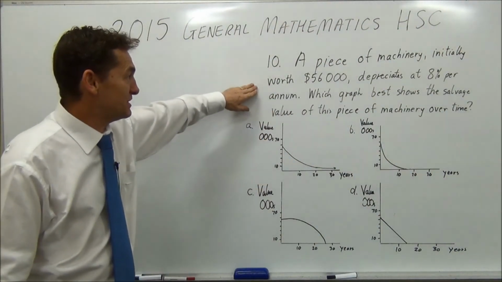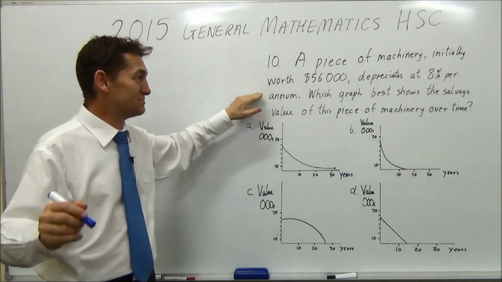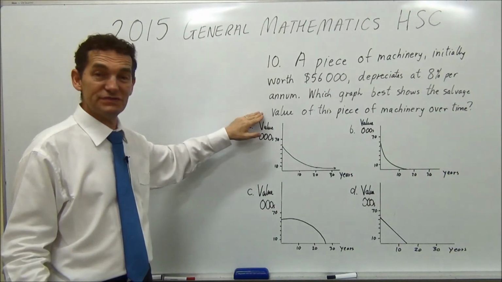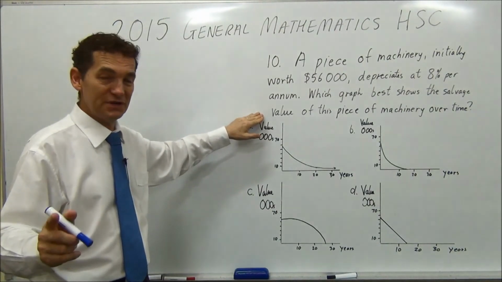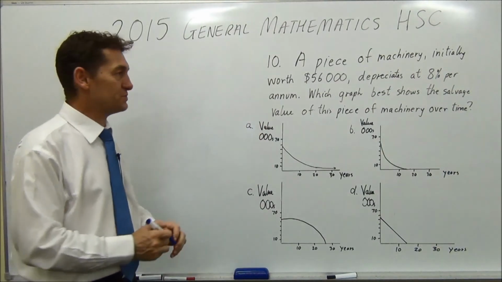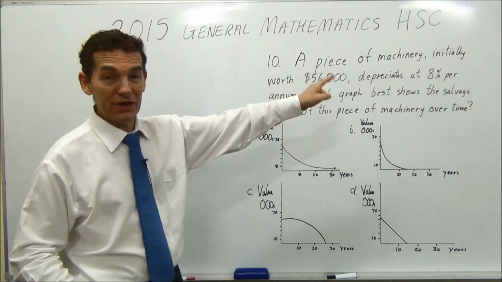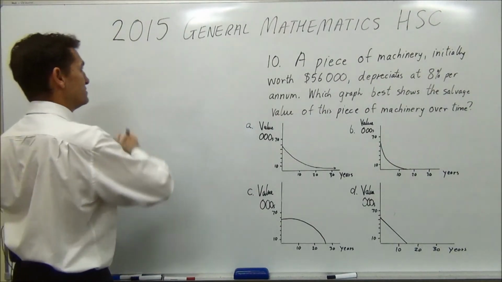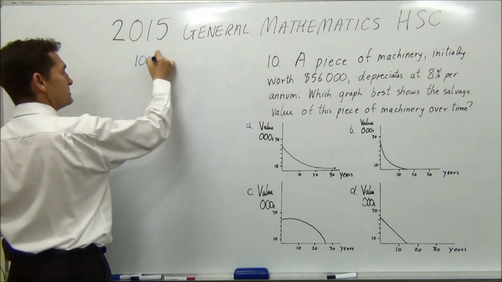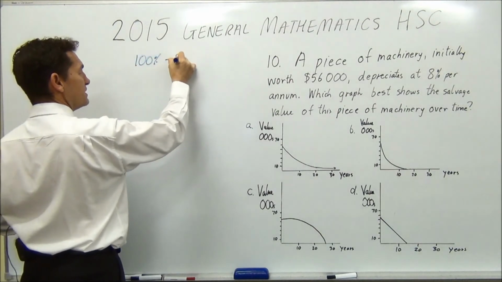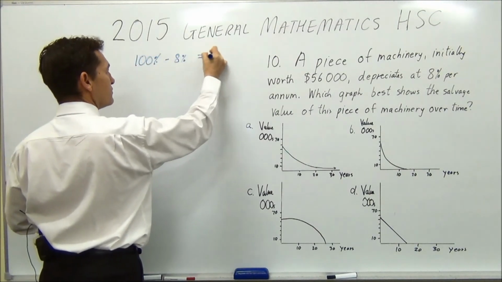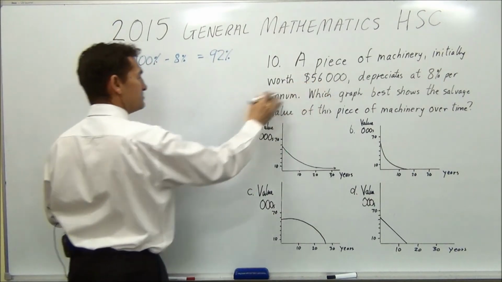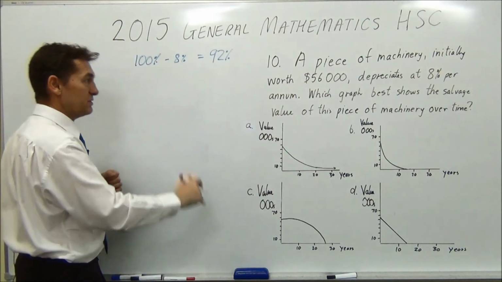Question 10. A piece of machinery initially worth $56,000 depreciates at 8% per annum. Which graph best shows the salvage value of this piece of machinery over time? And it's quite simple. If you want to go down by 8%, then what you actually got left is 92%, because if you've got 100% minus 8%, you end up with 92%. So if you want to multiply this by 92% every year, it'll keep going down.